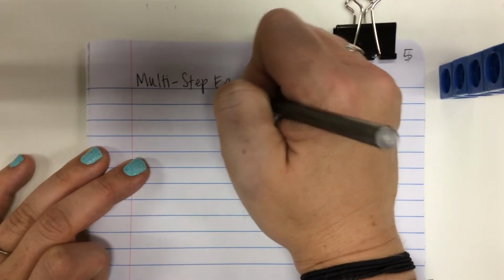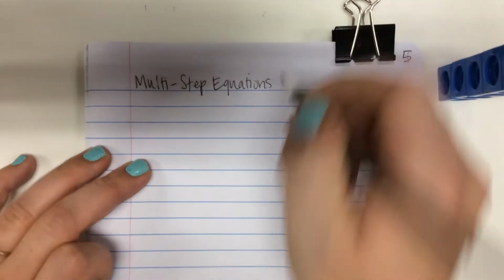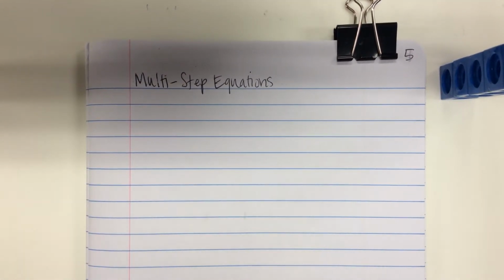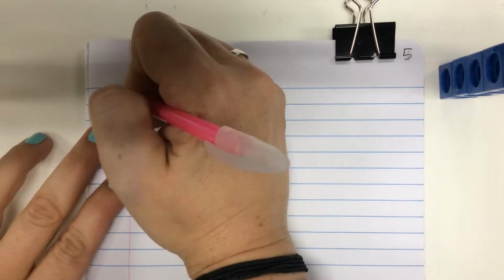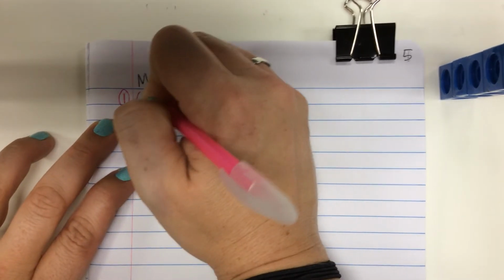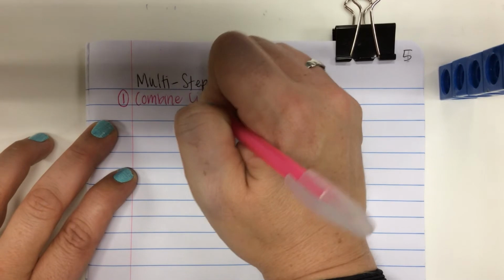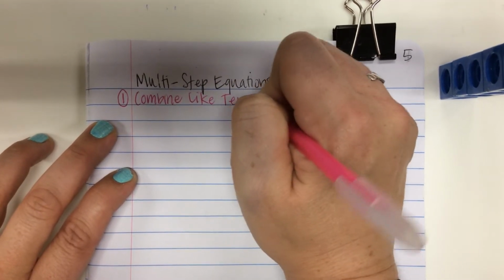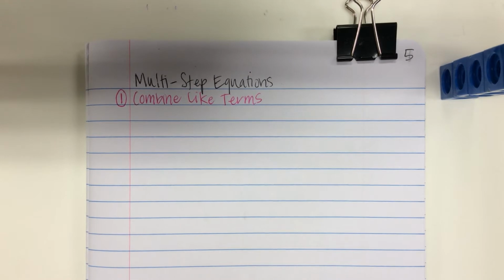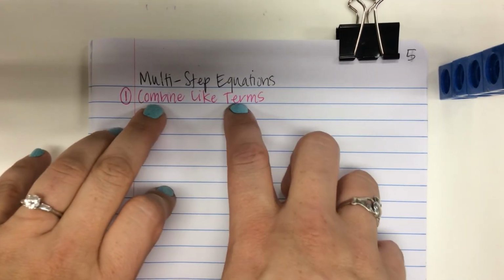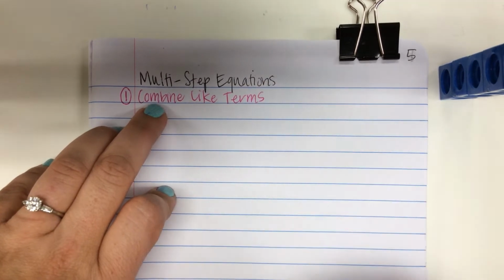Multi-step equations. When we're solving multi-step equations, meaning multiple steps, we have some very specific rules we follow. The first thing we do is we combine like terms. And that's why yesterday was our review. Yesterday, our entire lesson was reviewing the skill of combining like terms, because you have to be able to do this in order to solve a multi-step equation.